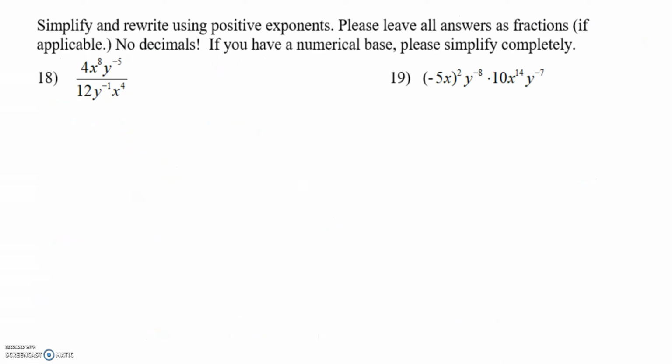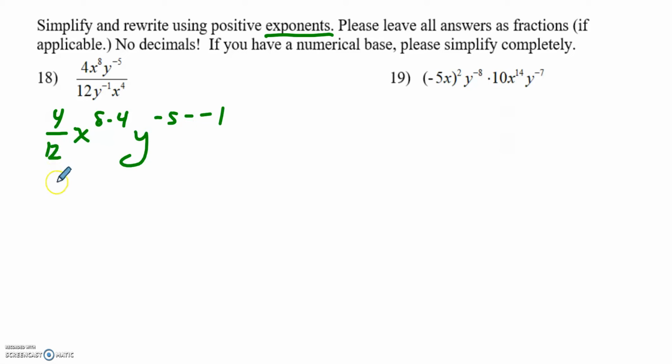Numbers 18 and 19, these are from Chapter 7, the exponent rules that really apply to polynomials as well. So my goal is to simplify this. When I am taking a polynomial divided by another polynomial or a monomial divided by a monomial, I need to divide the numbers and subtract the exponents. So if I separate this, we'd have 4/12 in front. I can subtract my like exponents, so I'd have x to the 8 minus 4 power, and y to the negative 5 minus negative 1 power.